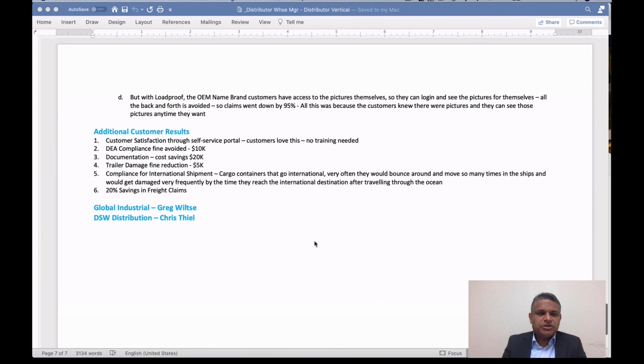So additional results: customer satisfaction through the self-service portal went up so much. DEA compliance, fine avoided, documentation, cost savings, that alone resulted in $20,000 cost savings. Trailer damage, fine reduction, that's another $5,000 savings. Compliance for international shipment, right? If you're shipping international, the cargo, containers that go international very often bounce around and move so many times, and they get damaged very frequently by the time they reach. So that's how you can prove that it's not your mistake, right? 20% savings in freight claims.